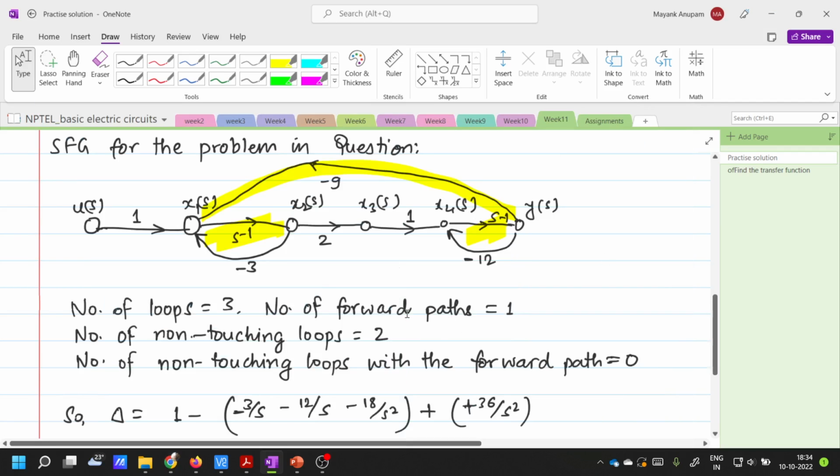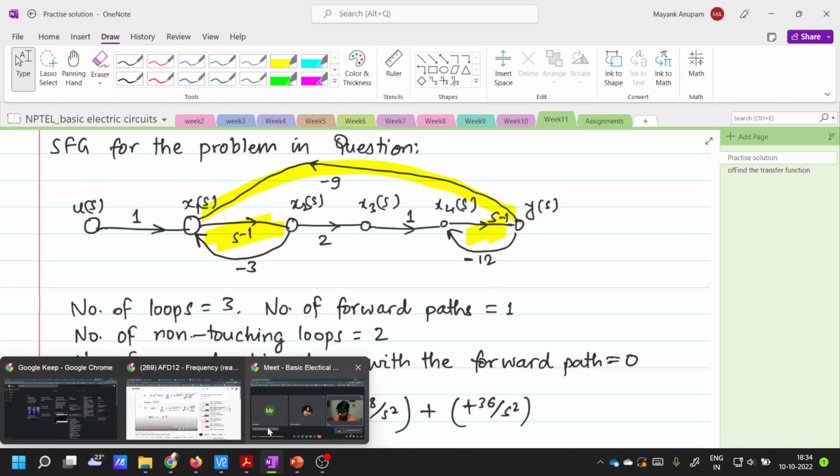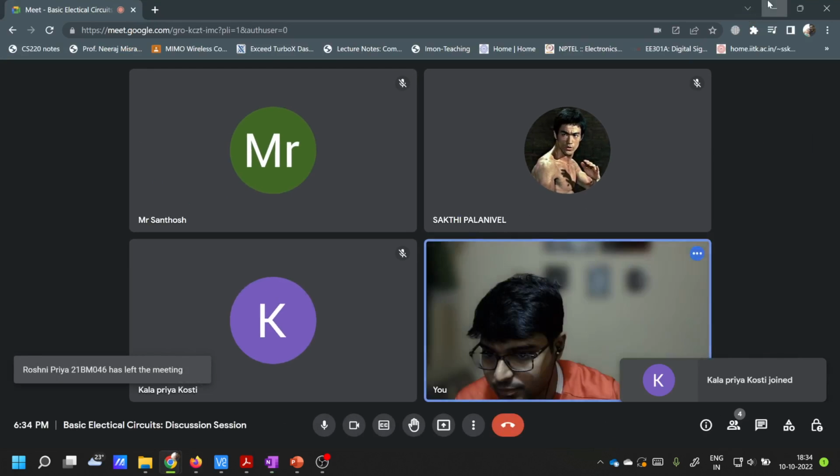Okay, so there is only one forward path in this case. Again, how many non-touching loops are there? So what are non-touching loops? Loops which do not have any node in common. Okay, they are called non-touching loops.